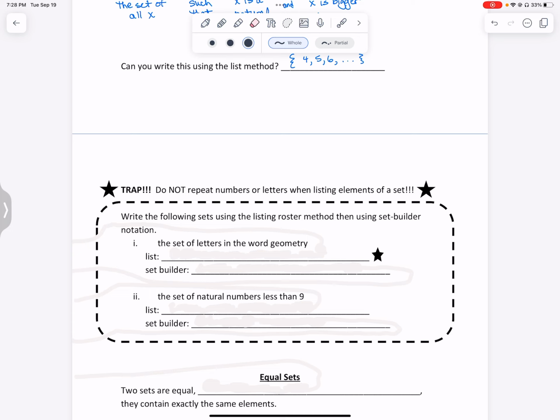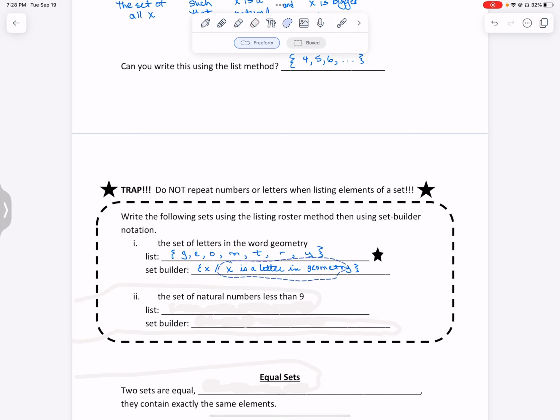Okay. So here's an example. The set of letters in the word geometry. So you're going to just list them. Okay. Notice that I have an E here, but I also have an E down there. I don't write it twice. So I'm not going to have the same number of letters as I do in the word geometry. In set builder notation, you would have the little x with the slash, right?